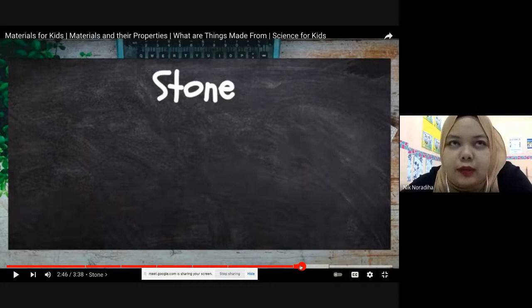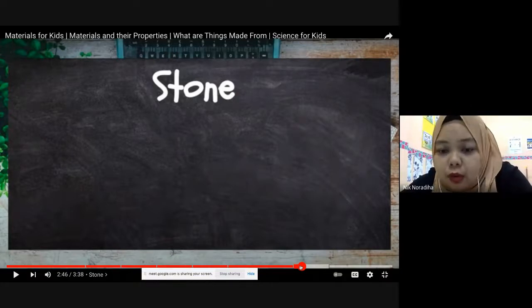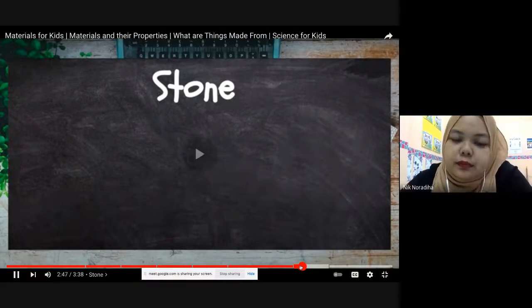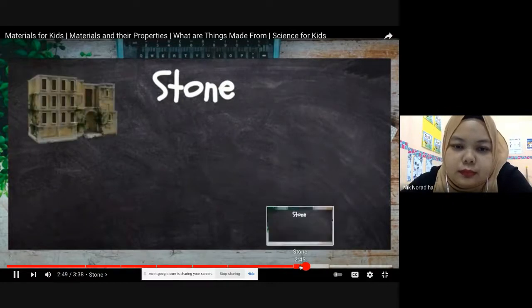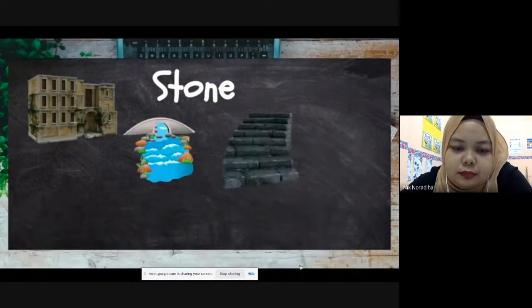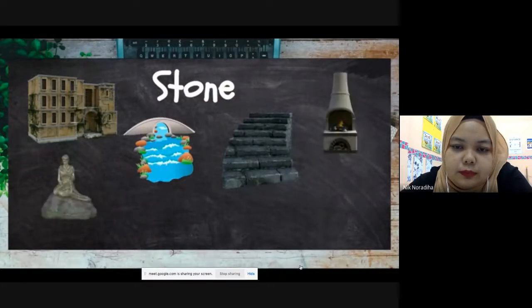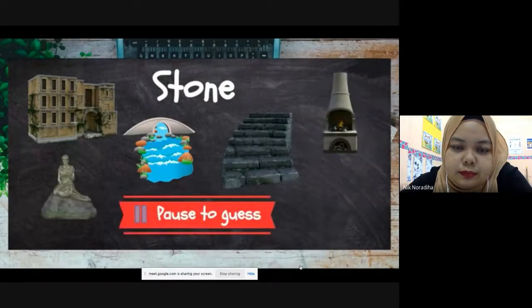Under the rocks just now, we have metal and also we have soil. Buildings and structures. Houses, stairs, and bridges can all be made out of stone. It is also easy to carve stone, so statues and plant pots are usually made out of stone. What else is made out of stone?